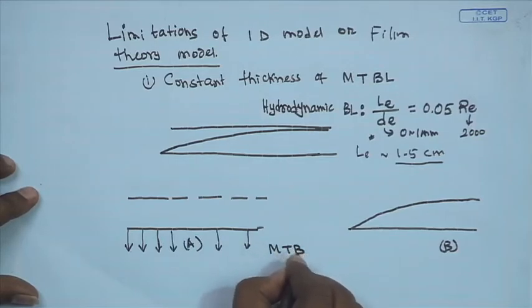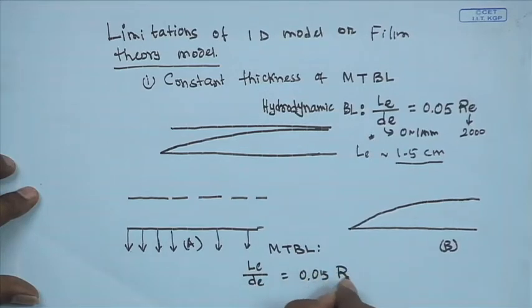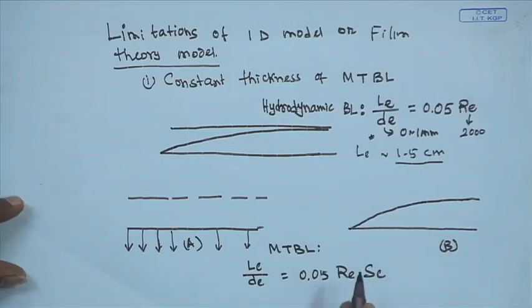For the mass transfer boundary layer, the entrance length will be Le/de equal to 0.05 times Reynolds number times Schmidt number. Okay. So, what is the Reynolds number?